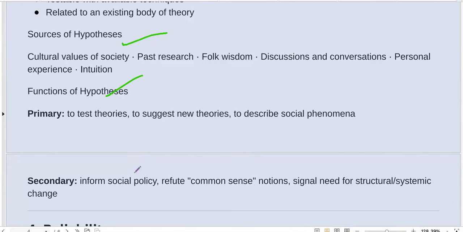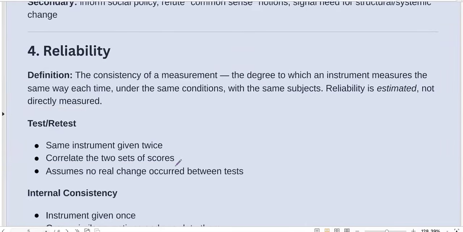So that can also be the purpose of a hypothesis. I hope you understood it. The next concept is reliability.